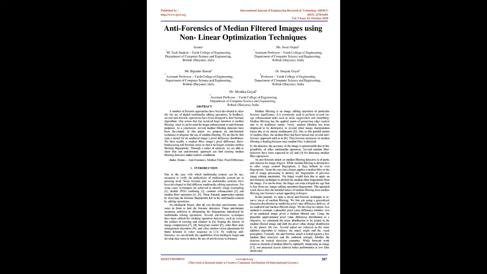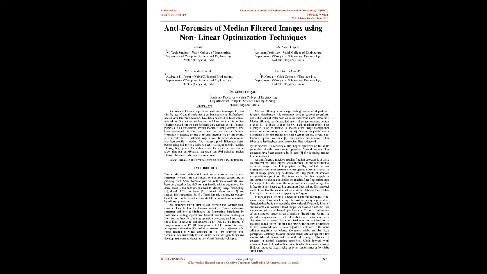Several median filter detectors have been proposed in 4 and 5 for detecting median filter operations. An anti-forensic attack on median filtering detectors is of particular interest to image forgers. While median filtering is destructive to other image manipulation fingerprints, it leaves behind its own fingerprints. Consider the case that a forger applies a median filter at the end of image processing to destroy the fingerprints of previous image editing operations. The forger would then like to apply an anti-forensic technique to remove the median filter fingerprints from the image. If this can be done, the forger can create a forged image that is free from any image editing operation fingerprints. This shows that the destructive nature of median filtering, combined with median filtering anti-forensics, is appealing to forgers.